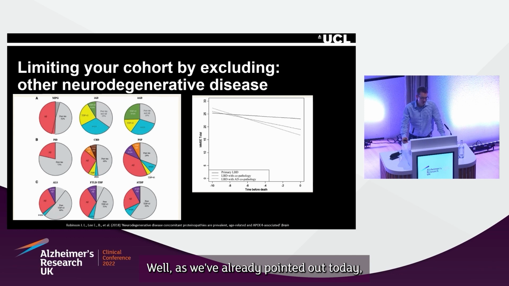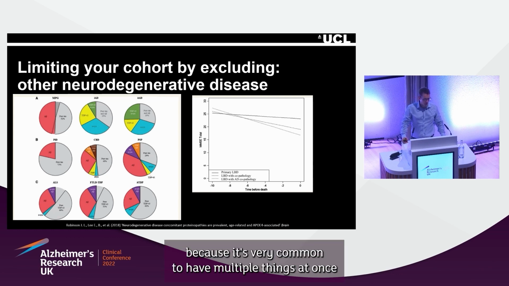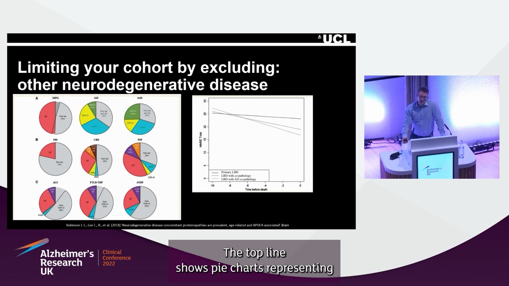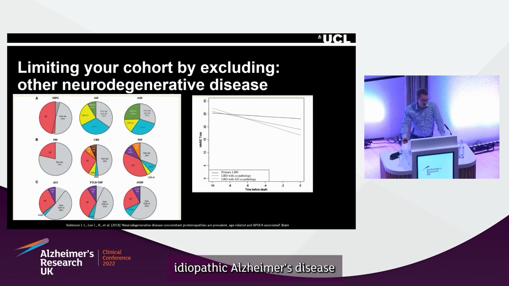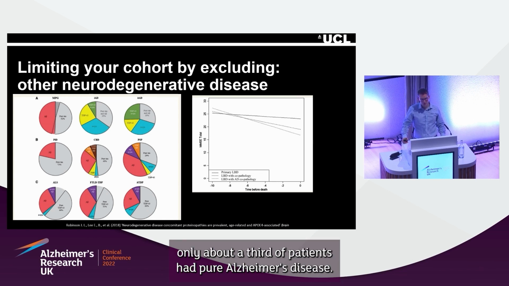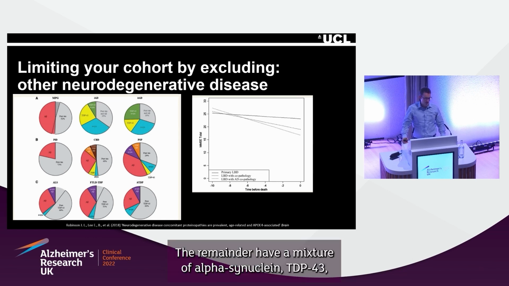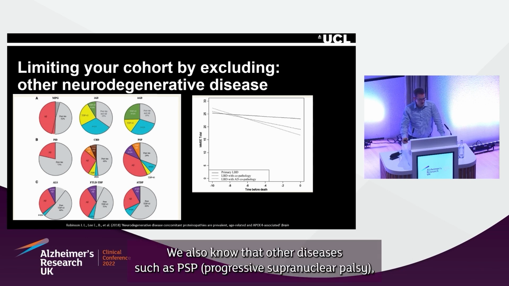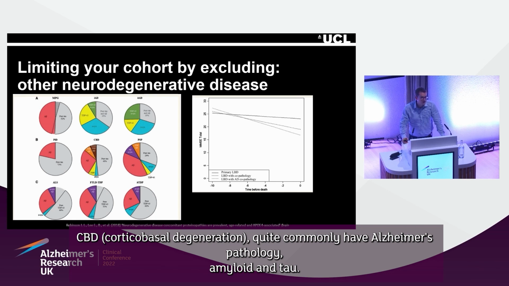Well, as we've already pointed out today, it's very common to have multiple things at once, and it's also common that we don't quite get things right. These pie charts come from a paper in Brain in 2018, and what they show on the top line are pie charts representing idiopathic Alzheimer's disease and hereditary Alzheimer's disease. What you can see there is, in these post-mortem studies, only about a third of patients had pure Alzheimer's disease. The remainder have a mixture of alpha-synuclein, TDP-43, or those things in combination. We also know that other diseases such as PSP, CBD, quite commonly have Alzheimer's pathology, amyloid and tau.